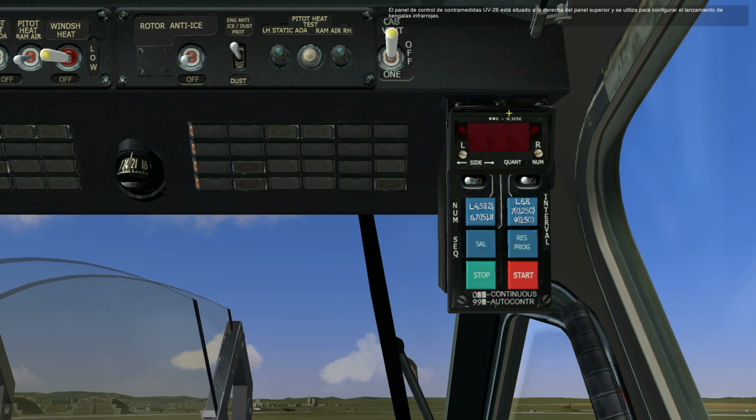The UV-26 countermeasures control panel is located to the right of the overhead panel and is used to configure and release infrared flare countermeasures.